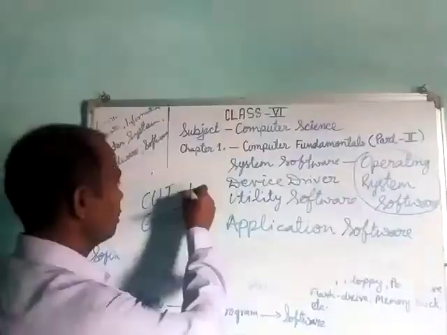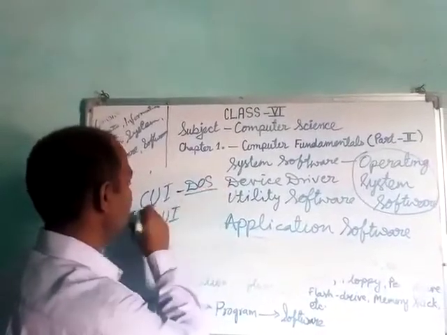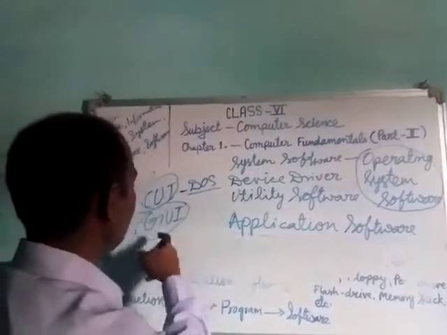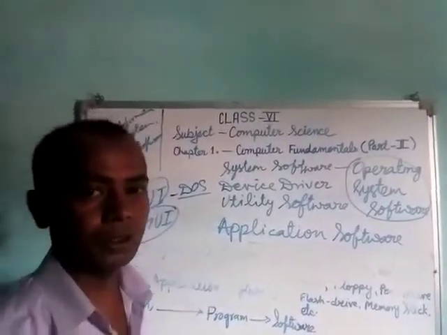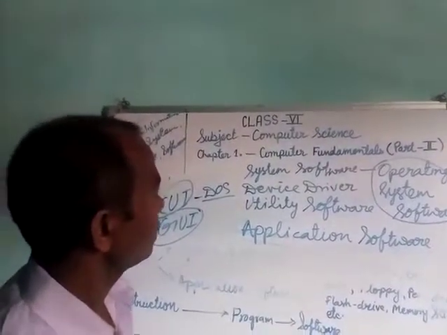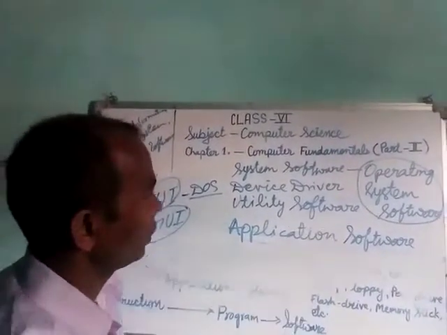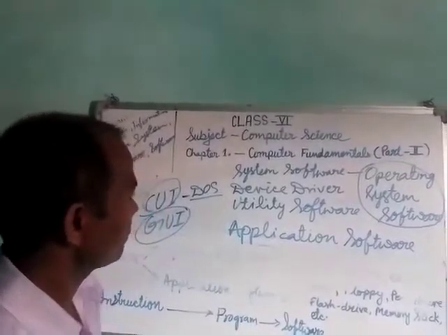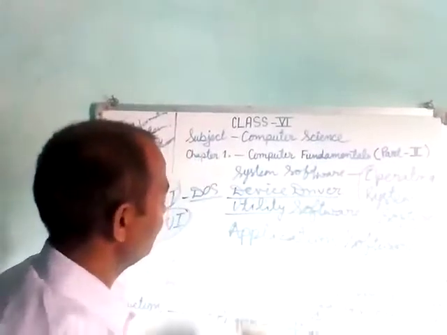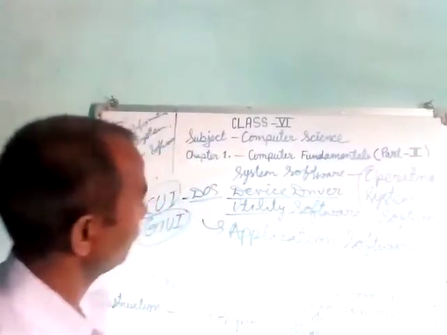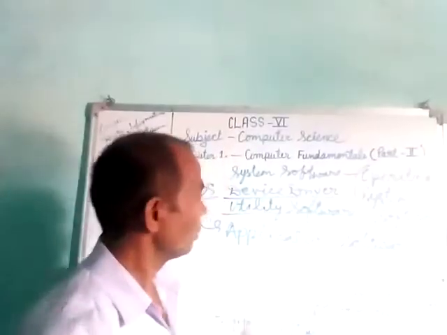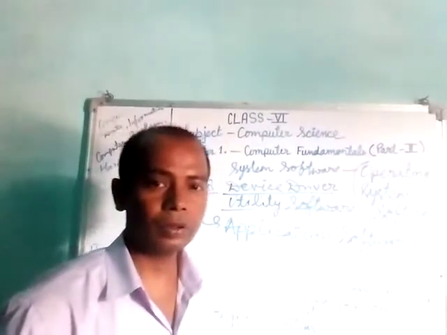Here the example is DOS. DOS is the famous example of CUI based operating system software, and Windows is the famous example of GUI based operating system software. So in this video I have talked to you about the operating system software. In the next video I will talk to you about the device drivers, then utility software, and the broad category, that is the application software. So in the next video I will talk to you about all those software. Okay, thank you.